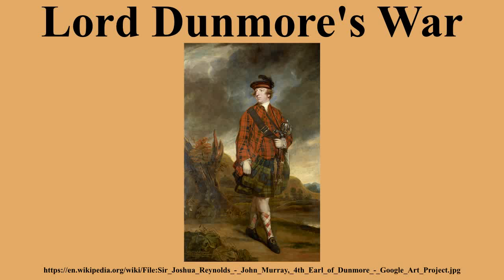Lord Dunmore's War, or Dunmore's War, was a 1774 conflict between the colony of Virginia and the Shawnee and Mingo American Indian nations. The governor of Virginia during the conflict was John Murray, 4th Earl of Dunmore, Lord Dunmore. He asked the Virginia House of Burgesses to declare a state of war with the hostile Indian nations and order up an elite volunteer militia force for the campaign.